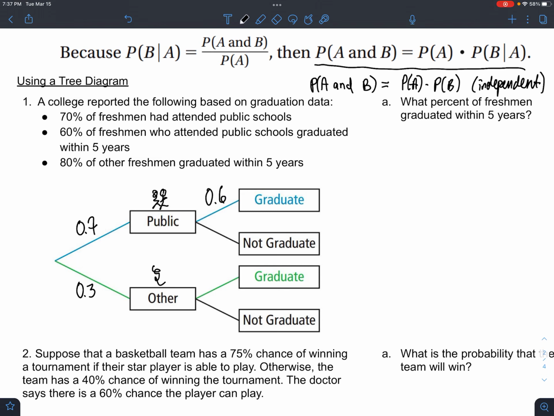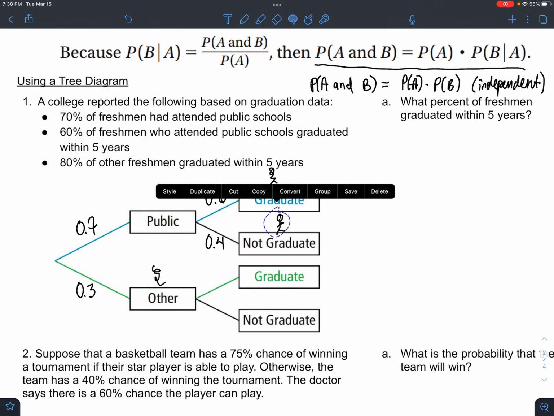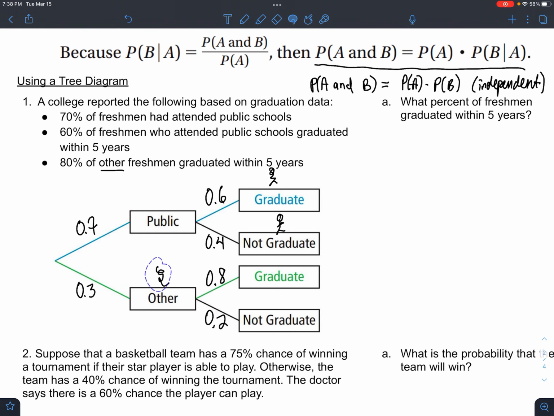So that would be 60% there, and it's kind of implied then that 40% did not. So only some of them, maybe only this guy made it up here, but the other guy trickled down and did not graduate, sadly. The people who fell into the other category graduated at a rate of 80%. So it's likely that this little man who went to other actually finished out here and graduated.